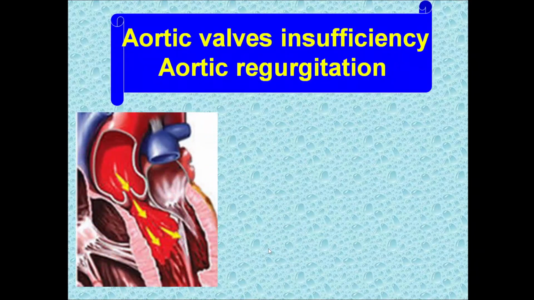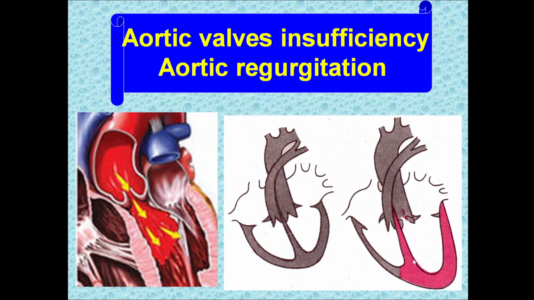And the last heart defect on which we'll stop today is aortic valve insufficiency, or aortic regurgitation. It is manifested by an unclosed aortic orifice during the diastolic period. We remember that during the diastolic period, the atrioventricular orifice is open and the semilunar valve is closed to prevent abnormal blood flow regurgitation. As a result, in aortic regurgitation, some blood comes back into the left ventricle from the aorta.